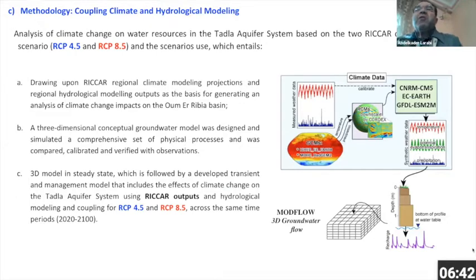The methodology is coupling climate and hydrological modeling, using the 2 scenarios, RCP 4.5 and RCP 8.5, as selected from the RICARD initiative. We used the output of the 3 RICARD regional models, and a 3-dimensional model for groundwater flow has been developed for the area, in order to account for the effect of climate change on this aquifer using the 2 scenarios.